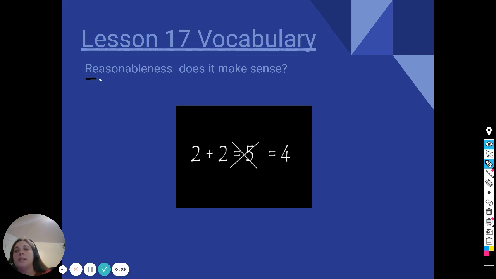The next is reasonableness. Essentially, reasonableness means, does it make sense? So if you look at this example, first it has 2 plus 2 equals 5. 2 plus 2 is a pretty common equation. We know it doesn't equal 5. It doesn't make any sense. So you can see they crossed it out and then put equals 4. As you're answering word problems, you're going to be looking for answers that make sense. If your answer seems like it's really high, or it's really low, then it probably doesn't make sense to your word problem.